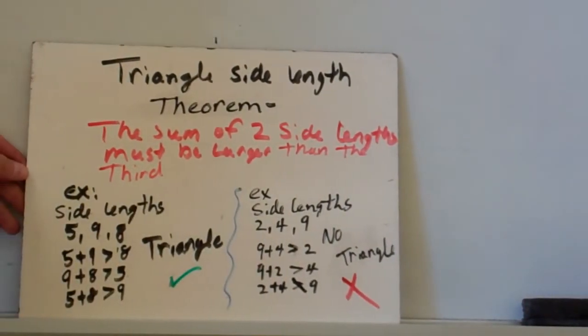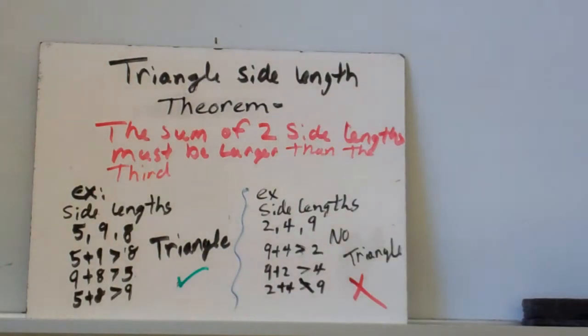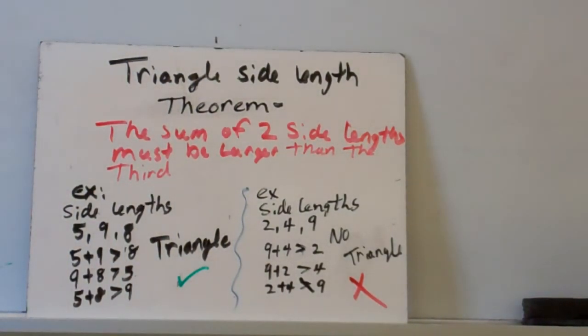Okay? And so before we talk about the types of triangles that we will see, let's talk about the triangle side length theorem. The triangle side length theorem says that the sum of any two sides of a triangle must be larger than the third. Otherwise, it cannot be a triangle.